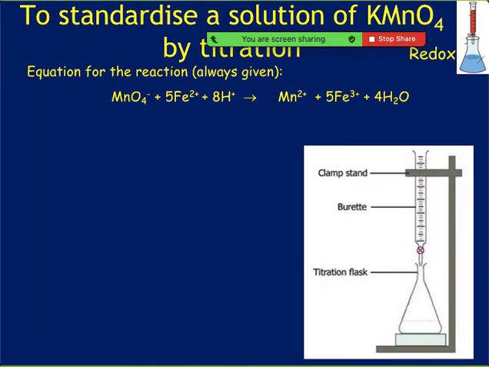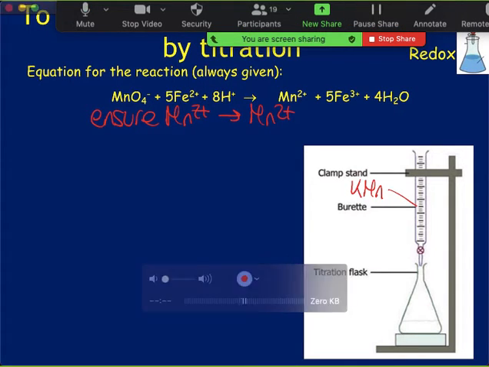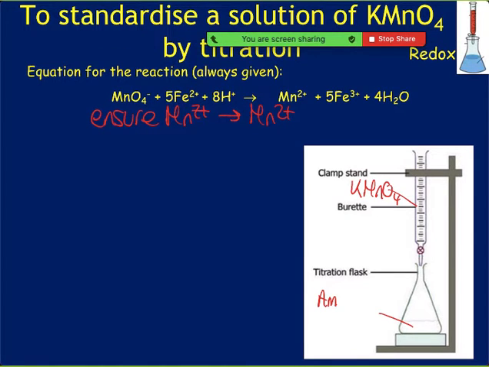What's the other grey one? The other grey one is on page 126. It's why we add the sulfuric acid to the conical, and that's to ensure Mn+7 goes to Mn2+. So in our burette, we are going to have KMnO4 up here. Down here in the conical, we are going to have our ammonium iron 2 sulfate, and we are going to have H2SO4.